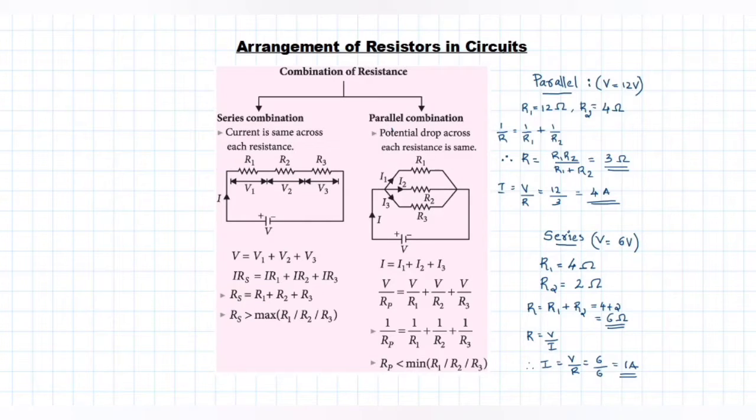And if we increase the number of resistors R1, R2, R3, etc. to Rn, then the effective resistance in series combination will be very high, but the current will be the same. That is called series combination. So if we increase the resistors R1, R2, R3, the effective resistance will be very high.